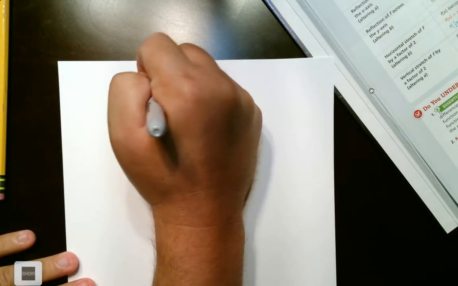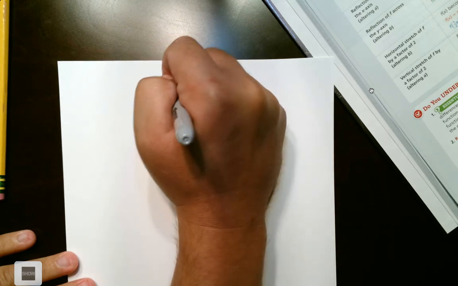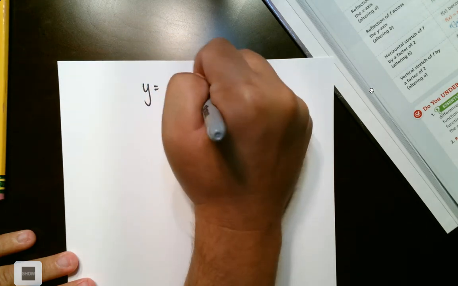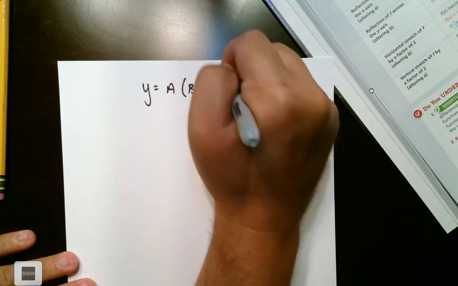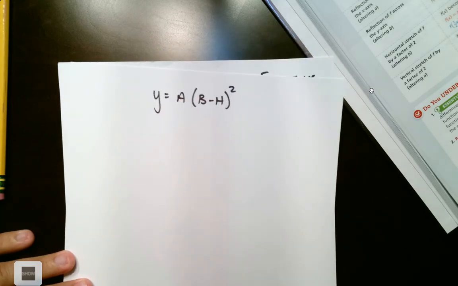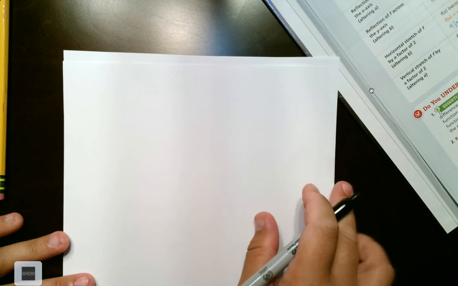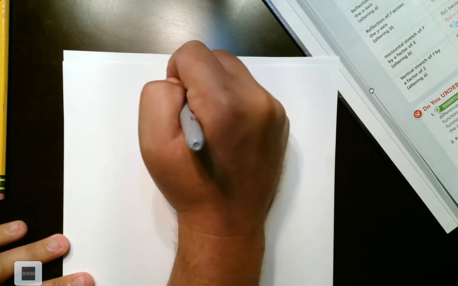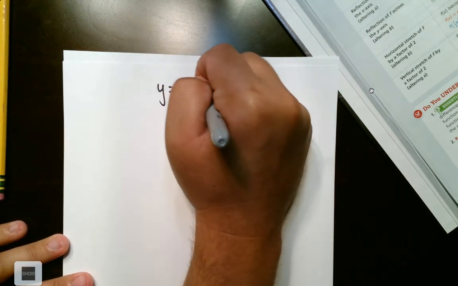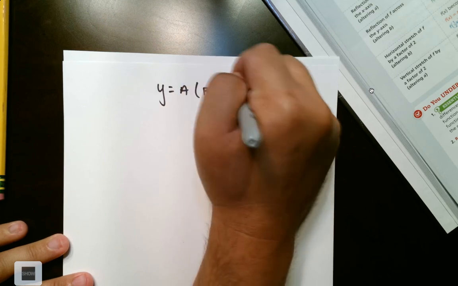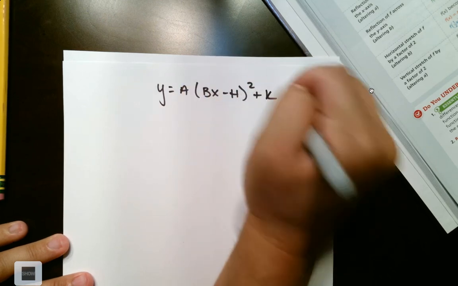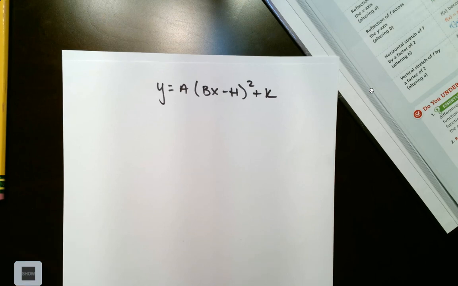So I'll say y equals a parentheses b minus h squared. Oops, I screwed that up. I forgot my x. y equals a parentheses bx minus h squared plus k. All right, so there is my generic function.